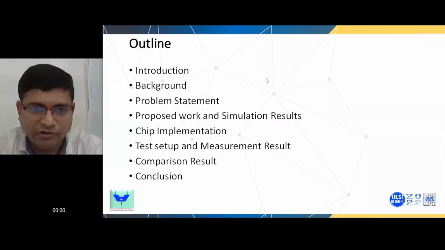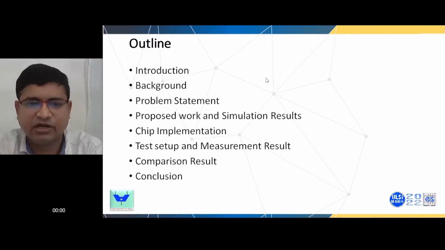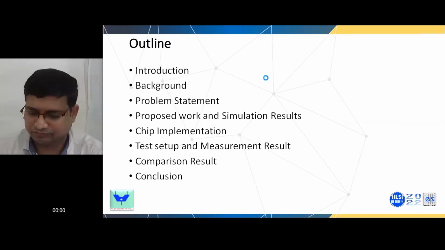This is the outline of the presentation. First we'll give some introduction about jitter, then the background of on-chip jitter measurement, then the problem statement. We'll discuss the proposed work and simulation results. We also fabricated a chip, so we'll show the chip implementation, the test setup and measurement results. Finally, we'll give the comparison results and conclusion.